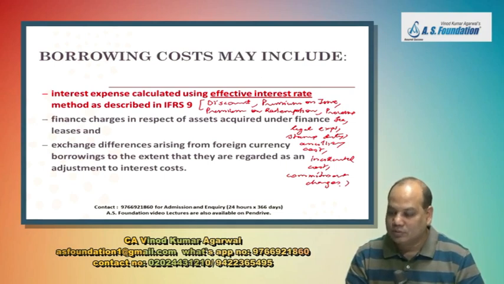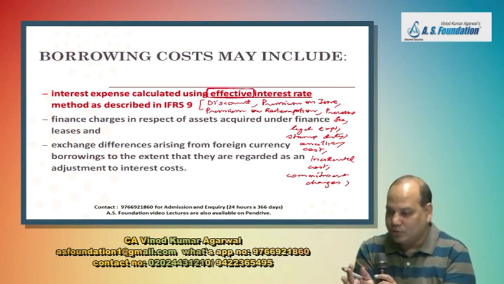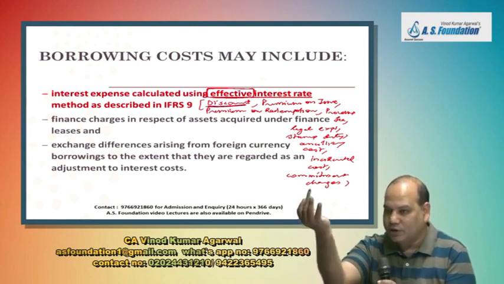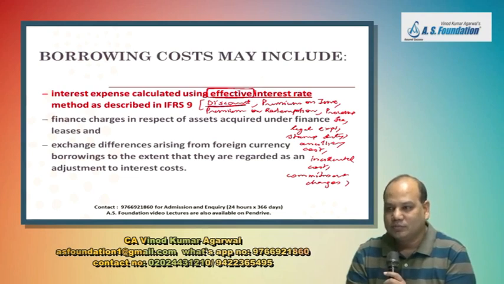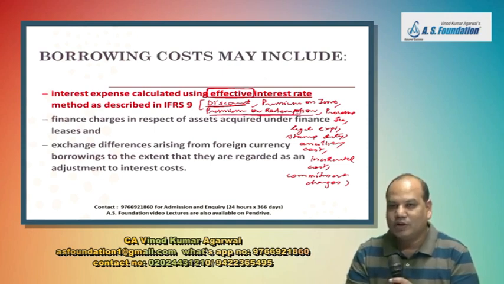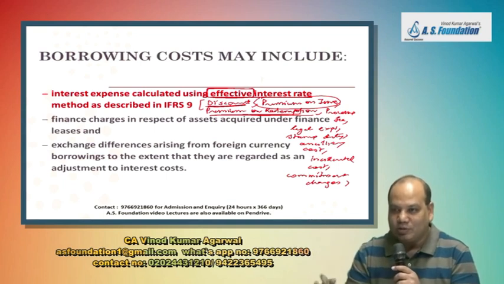But what about these? These all will get merged in effective interest rate. So when you will calculate the effective interest rate, all this will be considered. For example, if you have issued the debenture at a discount, your effective interest rate will become higher than your nominal interest rate. Or if you have to redeem the debenture at a premium, your effective rate will become higher. If you issue debenture at a premium, your effective rate would be lower.